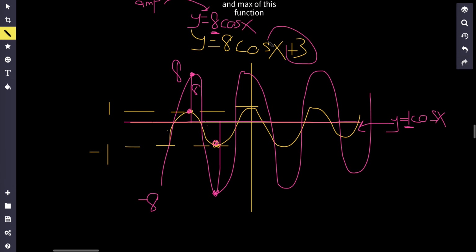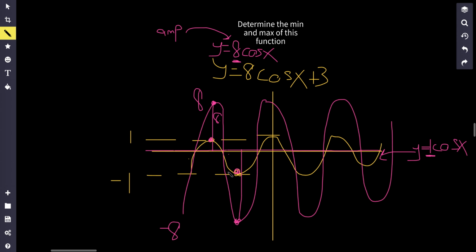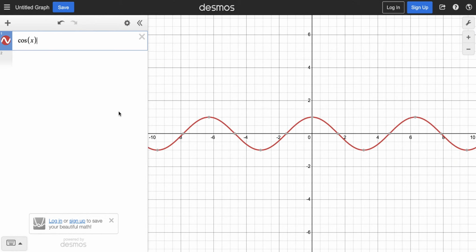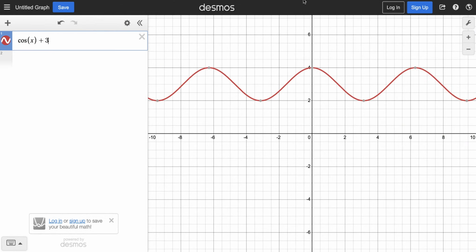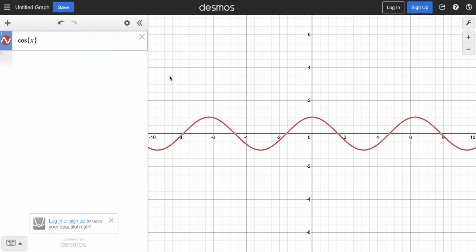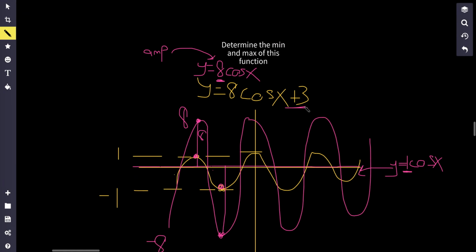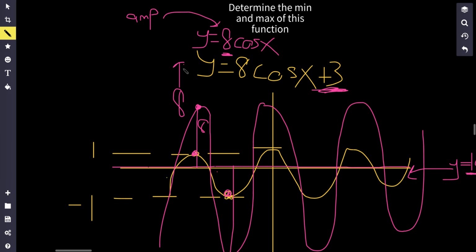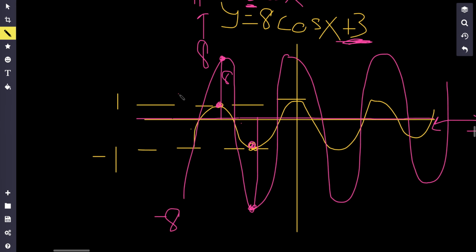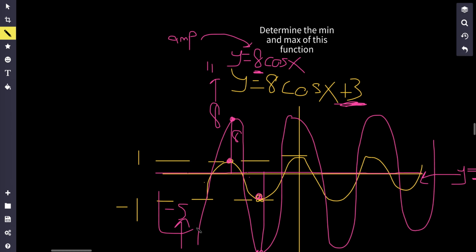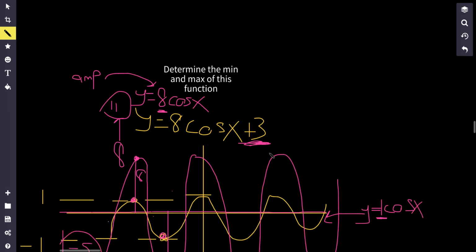Now, if we add this plus 3, all it's going to do is move every point on the graph by 3 units, right? If we have the graph of cosine of x, we just add 3 to it, it just moves everything up by 3. Therefore, originally our maximum point was at 8 and -8. However, if we add 3 to the function, well, our maximum point is going to move up by 3. So maximum point is going to be at 11. And our minimum point is also going to move up by 3. So it's going to be at -5. So that's going to be the maximum and the minimum for this function.